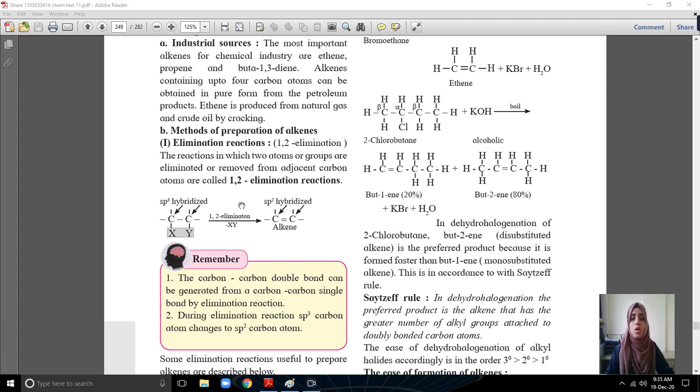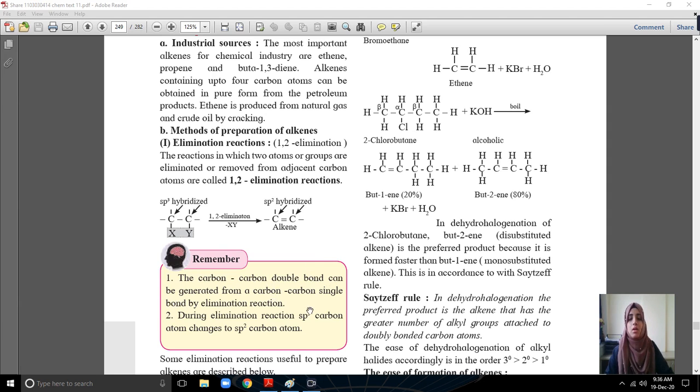Here is 1,2 elimination. In 1,2 elimination there are two carbon atoms, and two groups or two atoms are removed and a double bond is formed. Here you can see the carbon in the substrate is sp3 hybridized, but in the product the hybridization will become sp2. So it is elimination reaction.